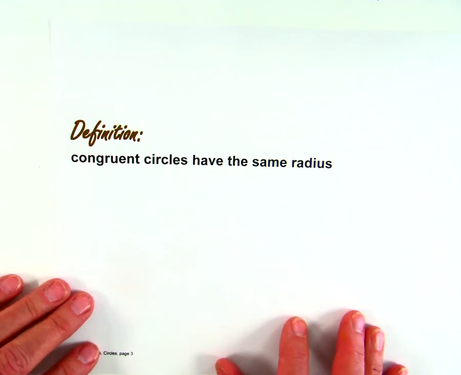A definition of congruent circles. Congruent circles have the same radius.